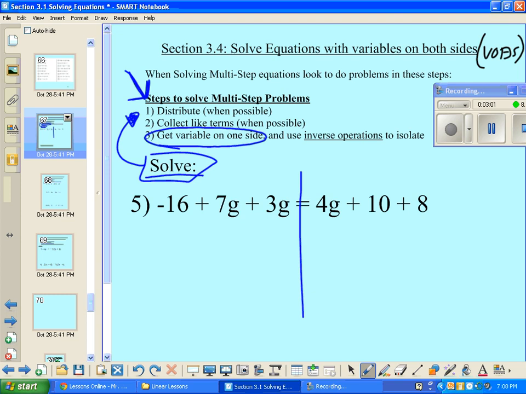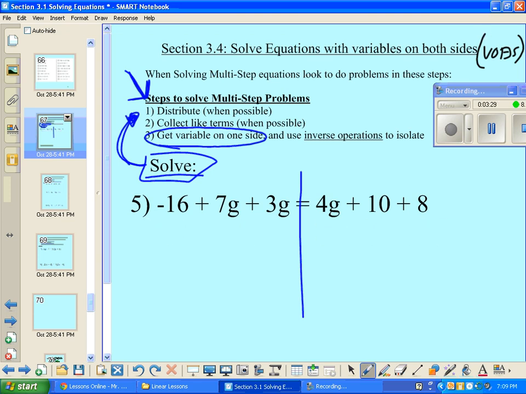So in this first problem, that's what I'm going to look to do. Number 5 says negative 16 plus 7g plus 3g equals 4g plus 10 plus 8. So I have kind of a big mess there. But no matter what the problem looks like, go back to your steps. First, is there anywhere to distribute in this problem? Well, I don't see anything with parentheses on either of the 2 sides. So no, there's nowhere to distribute.